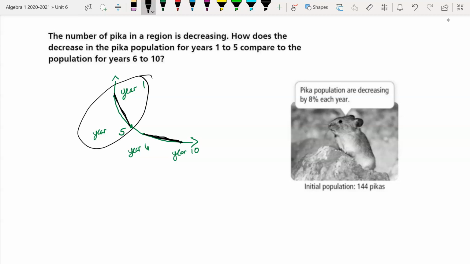Hopefully you're saying years 1 to 5 have a sharper decrease. So we're not really doing any math, plugging in any equations or anything on this one. We're just talking about how much does it decrease? Well, from 1 to 5, it's going to decrease a lot more than it does from 6 to 10. So years 1 to 5 have a bigger decrease than years 6 to 10.